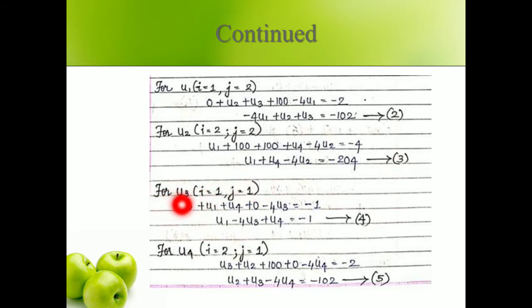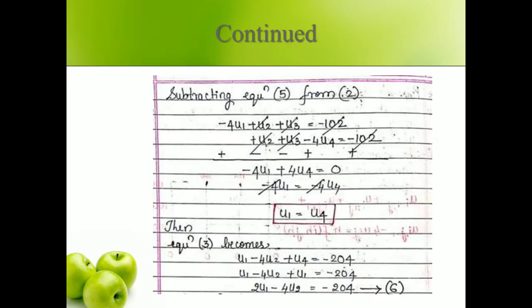Then for u3, i equal to 1, j equal to 1: 0 plus u1 plus u4 plus 0 minus 4 u3 equal to minus 1. So u1 minus 4 u3 plus u4 is equal to minus 1. Equation number 4, for i equal to 2, j equal to 1: u3 plus u2 plus 100 plus 0 minus 4 u4 equal to minus 2. So u2 plus u3 minus 4 u4 equal to minus 102, as equation number 5.